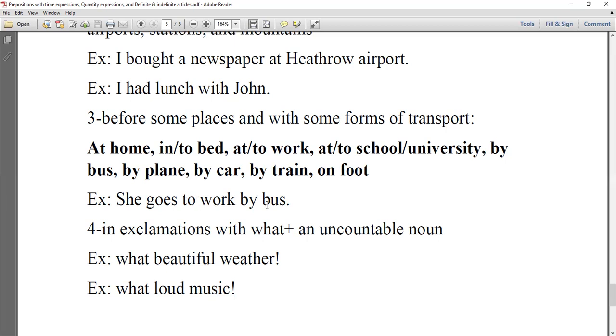Also, we don't use the definite and indefinite articles in exclamations with what and an uncountable noun. For example, what beautiful weather. We don't say "what the beautiful weather." What beautiful weather, because weather is an uncountable noun. What loud music. We don't say "what the loud music" or "what a loud music." No, because this noun is uncountable.